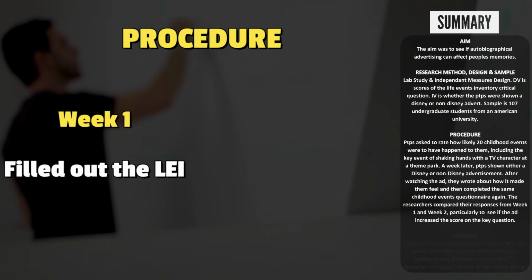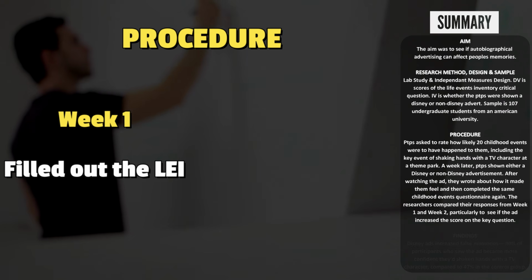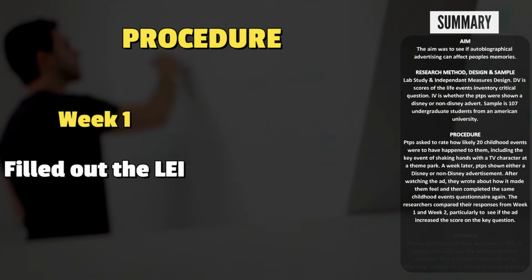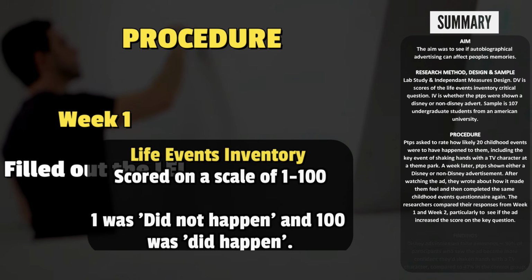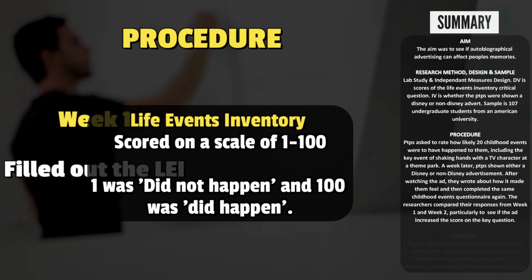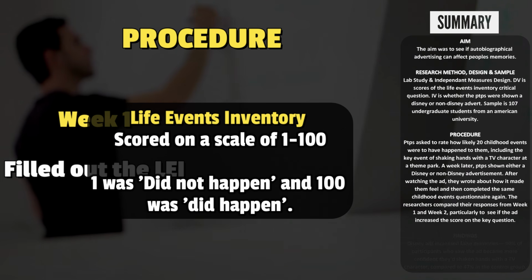Well, in week one, participants filled out this life events inventory, a set of questions all about their childhood events. But as I've said, there's only one question that matters. Have you ever met and shaken hands with a favourite TV character at a theme park? They had to rate this on a scale of 1 to 100, 100 being it definitely happened, 0 being it definitely did not happen. If I was to give you similar questions, you'd find that a lot of these would end up on a bit of a scale.